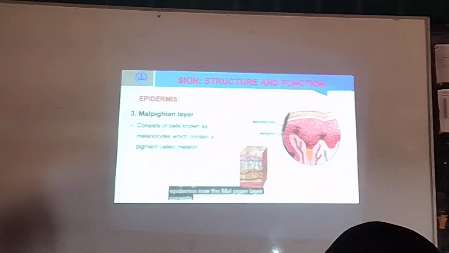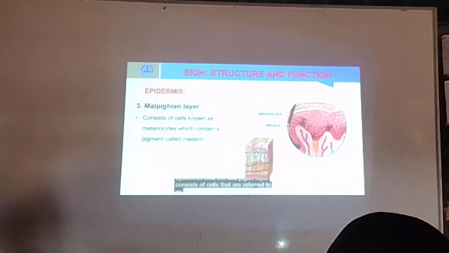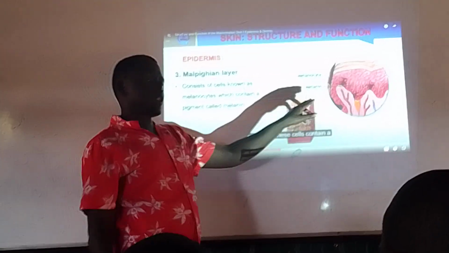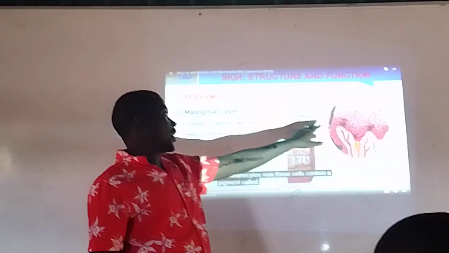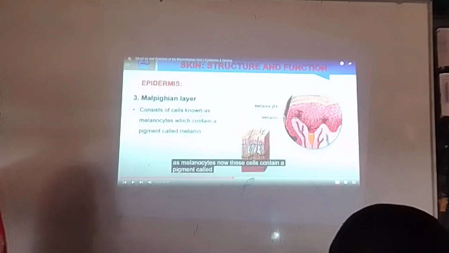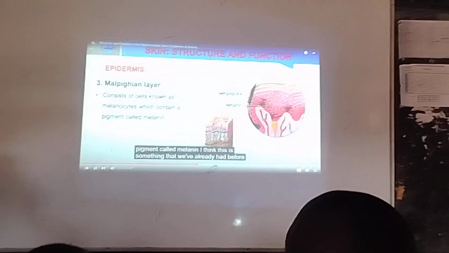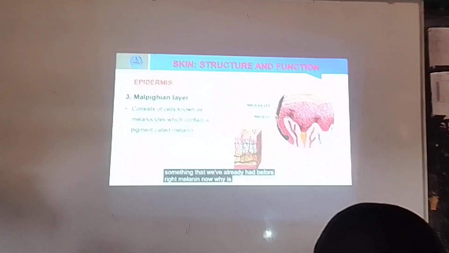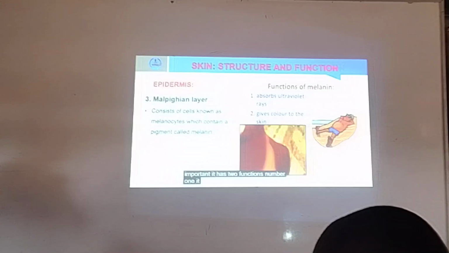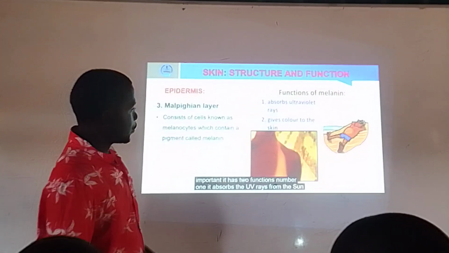The mammalian layer consists of cells that are referred to as melanocytes. Now these cells contain, this one was the cell which I was talking about, melanocyte. Give us what? Melanin. I think this is something that we've already had before, right? Yes, melanin. Now why is melanin important? It has 2 functions. Number one, it absorbs UV rays from the sun.